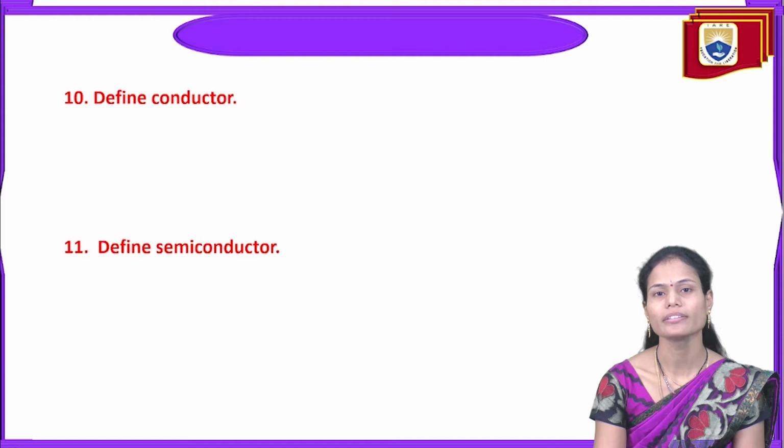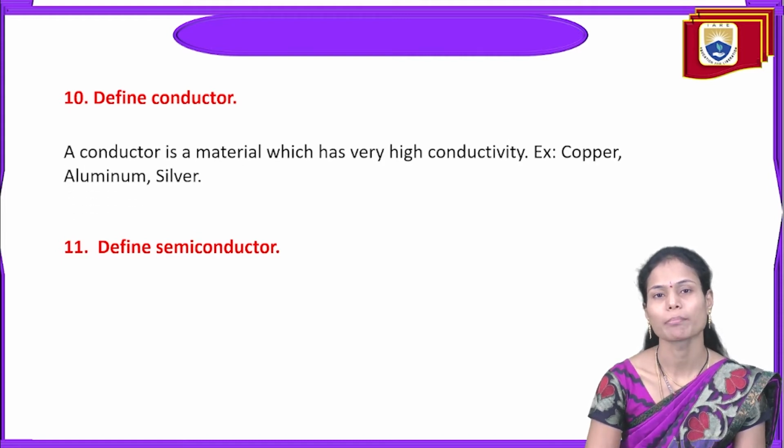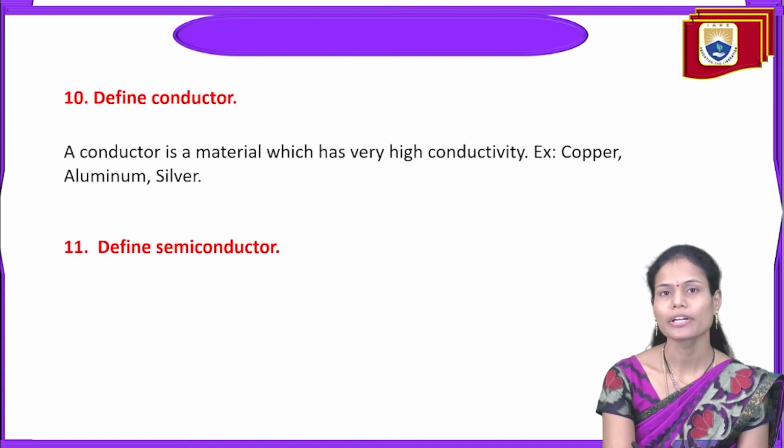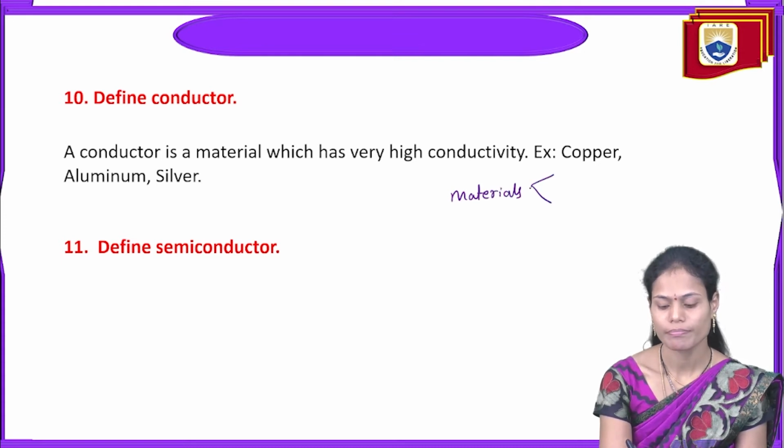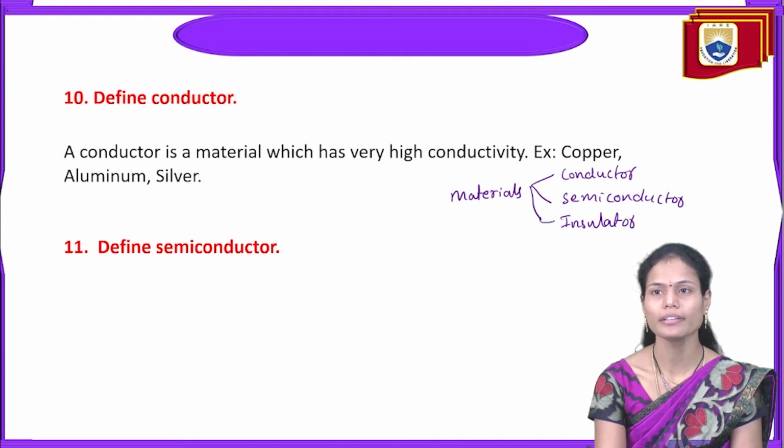And next one is define conductor. A conductor is one type of material whose conductivity is very high. If we take any particular material, materials are available in three types. One is conductor, the second one is semiconductor, and the third one is insulator. Conductor, semiconductor and insulator.